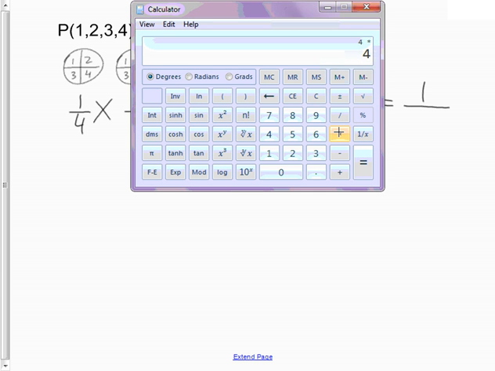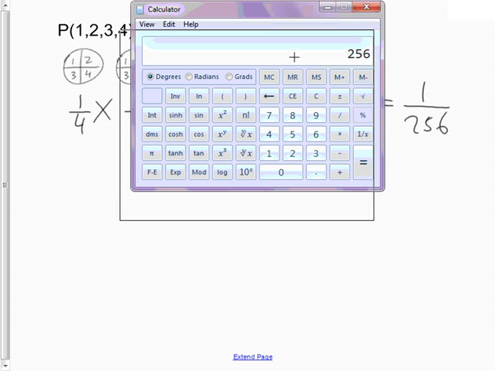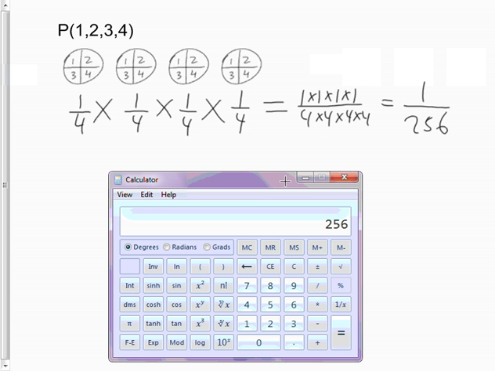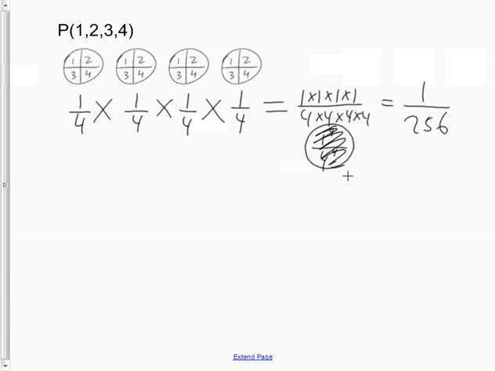So I can go 4 times 4 times 4 times 4, and then press the equals button, and it gives me 256. So the probability of that happening is 1 out of 256. Another interesting way to think about it is 4 to the power of 4. But that idea is really a grade 9 outcome, so if you don't understand it, don't worry about it.